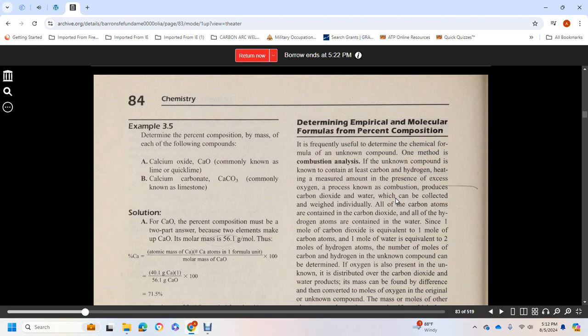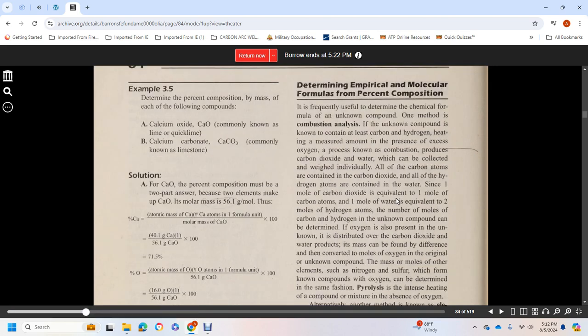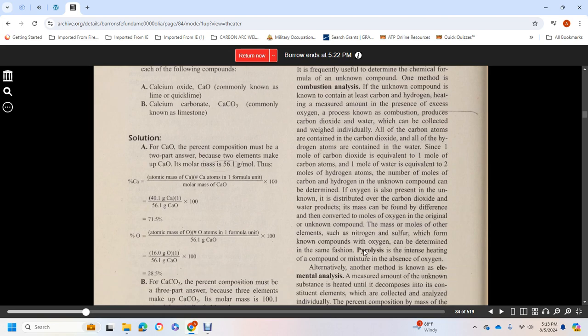the water. Since 1 mole of carbon dioxide is equivalent to 1 mole of carbon atoms, and 1 mole of water is equivalent to 2 moles of hydrogen atoms, the number of moles of carbon and hydrogen in the unknown compound can be determined. If oxygen is present in the unknown compound, its mass can be found by difference, and converted to moles of oxygen. Other elements such as nitrogen and sulfur, which form known compounds with oxygen, can be determined in the same fashion.